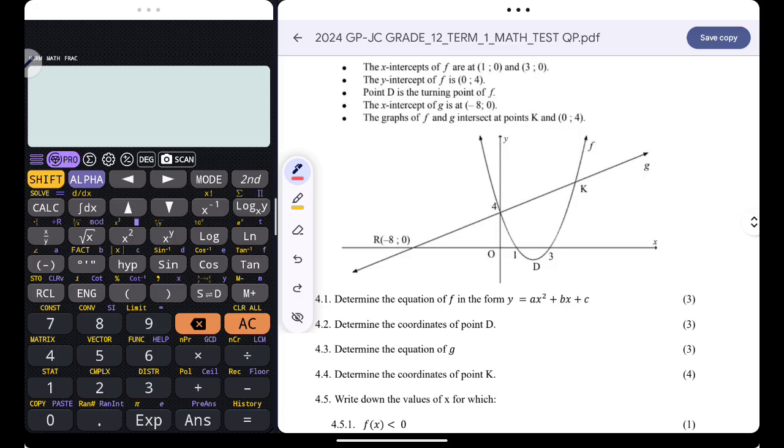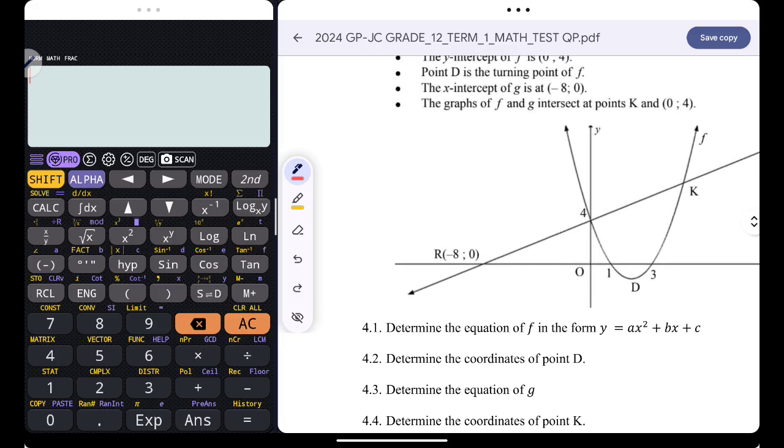The first thing they want us to do is to determine the equation of f of x in this form. Since we are given the x-intercepts, we will find our equation of the graph by saying y is equal to a(x minus m)(x minus n), whereby m and n represent my x-intercepts. So I'll simply have y is equal to a(x minus 1)(x minus 3). Then the only thing I'm left with is to find the value of a.